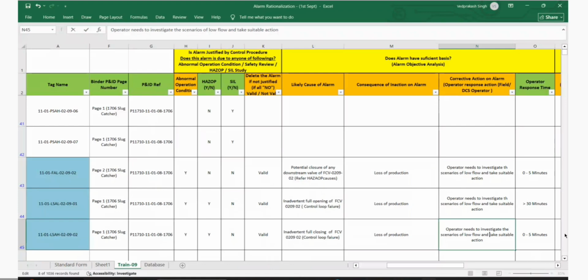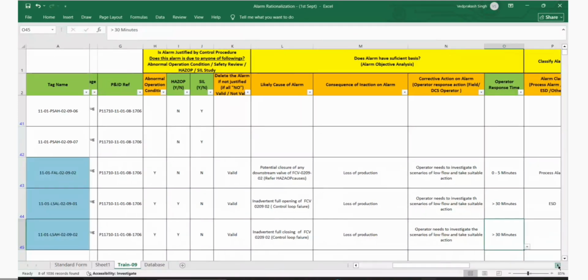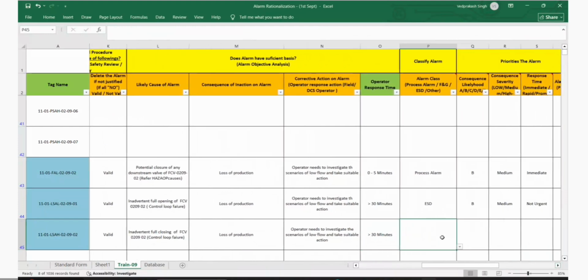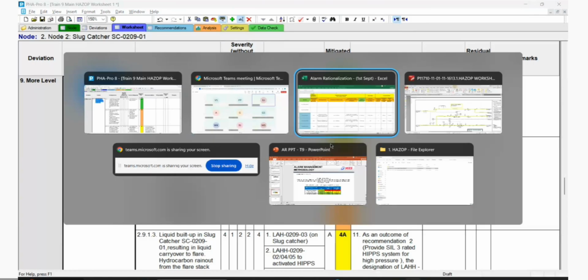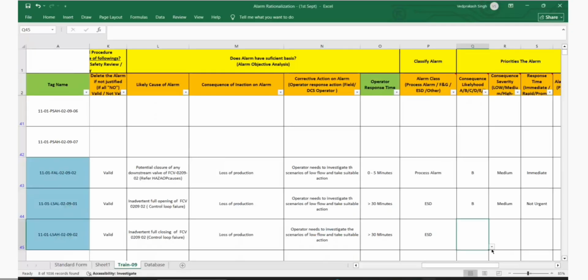Scenario of low flow, suitable action. So here we have more than 30 minutes, right? For ESD function trip. Yes. Yeah, it's a trip function again. And this is the ESD, as we discussed, ESD and others. Yes. And this is B only. This is B only. Yes. 2B. Right. 2B. Correct? Yeah, it's B.